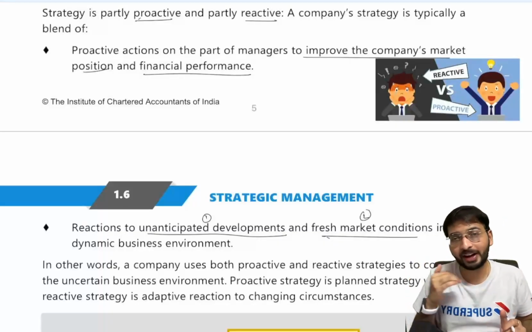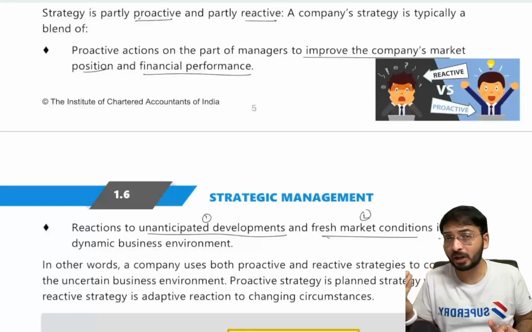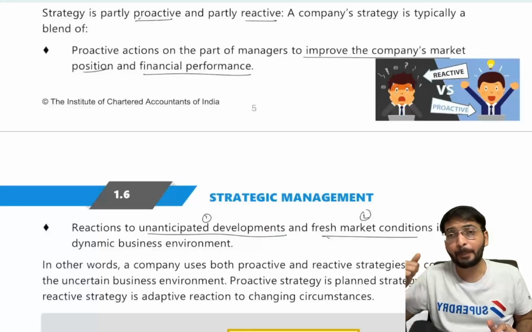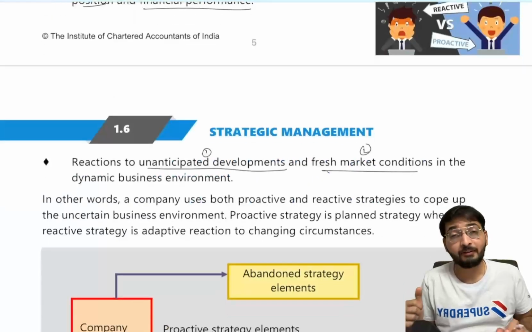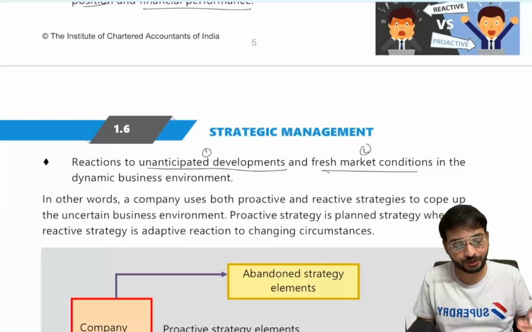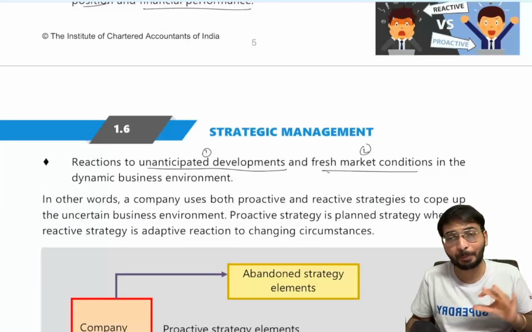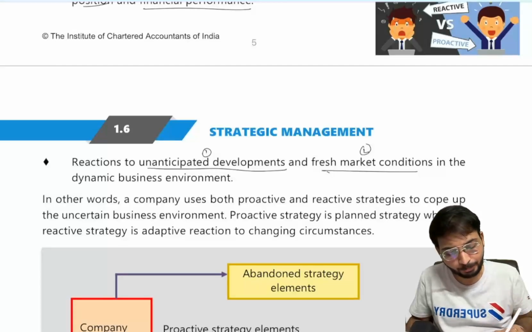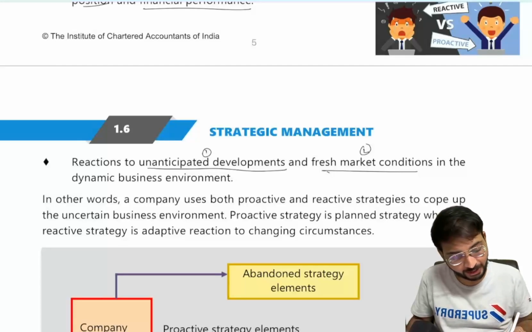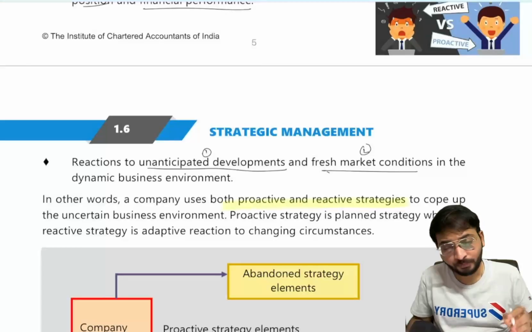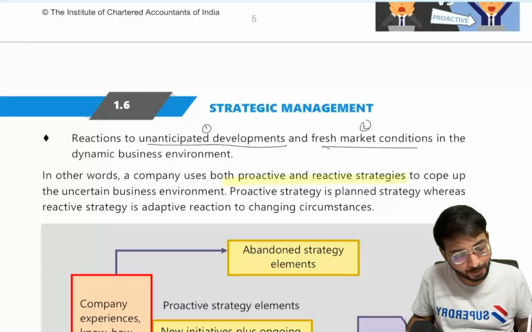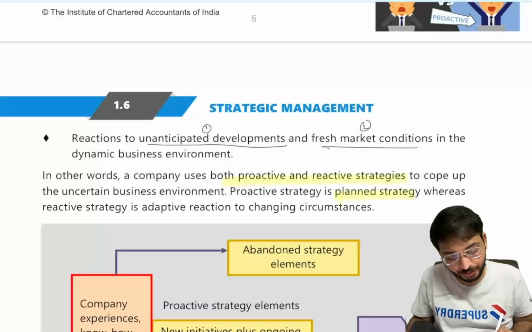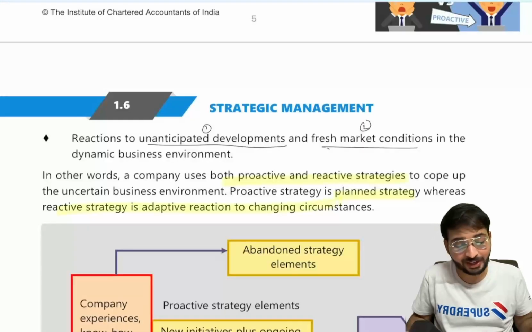both proactive and reactive. Why do companies follow proactive strategy? To improve the company's market position and for better financial performance. Why do companies follow reactive strategy? When there are unanticipated developments and fresh market conditions. A company uses both proactive and reactive strategy. Proactive is also called planned strategy, whereas reactive strategy is called adaptive reaction to changes in the environment.